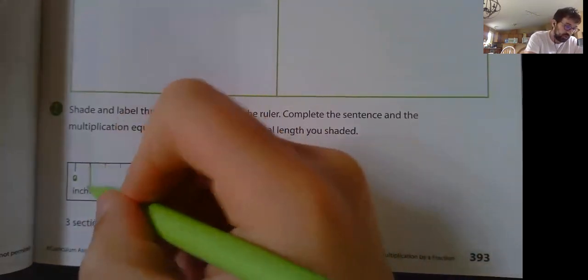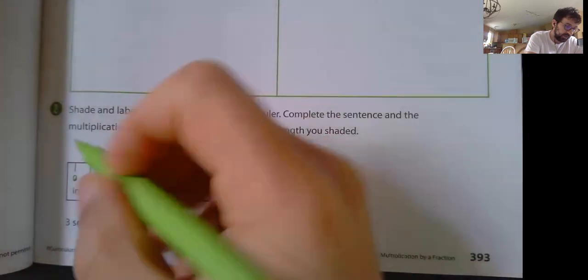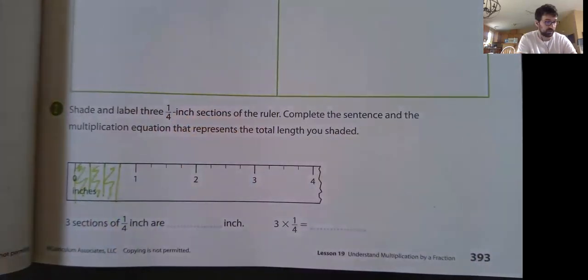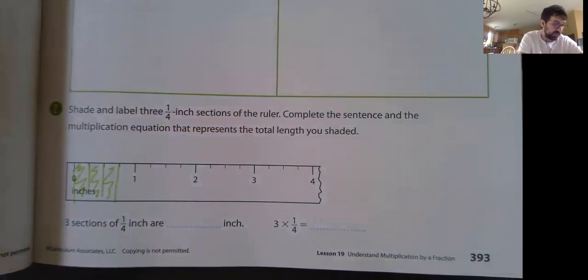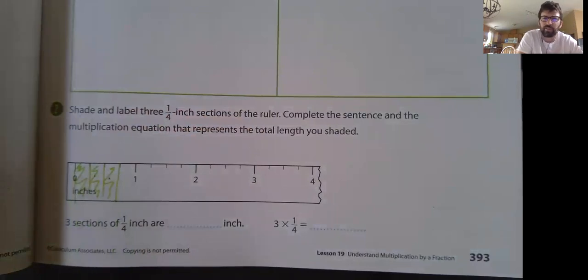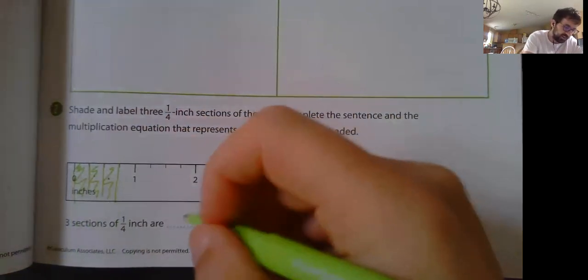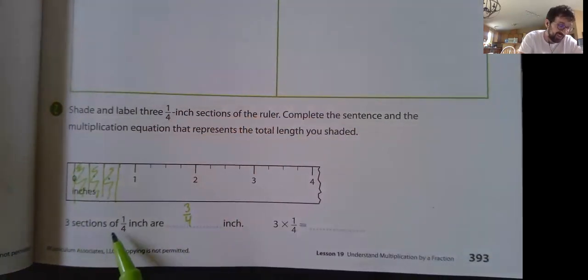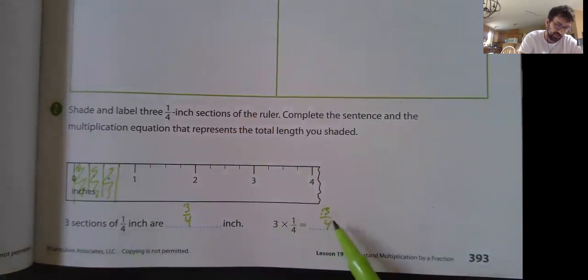So we're going to shade in 3 of them. 1, 2, 3, right? So I just shaded in those. That's 3/4. So there are 3 sections that are 1/4. I'm already giving the answer because it's not that hard. It'd be 3/4, right? So 3 sections of 1/4 are 3/4. Therefore, 3 times 1/4 is 3/4. Again, this one's pretty simple.